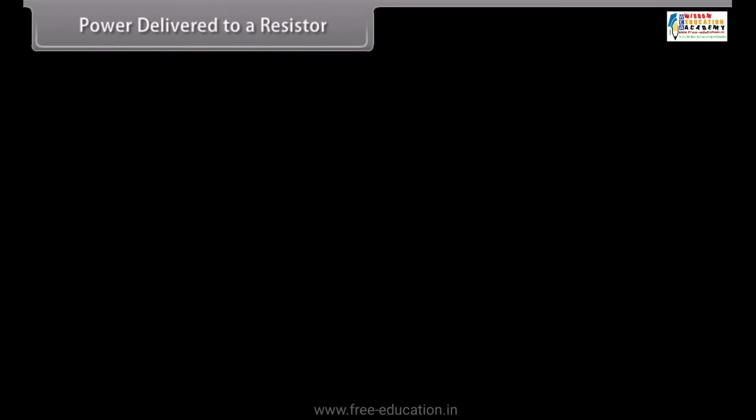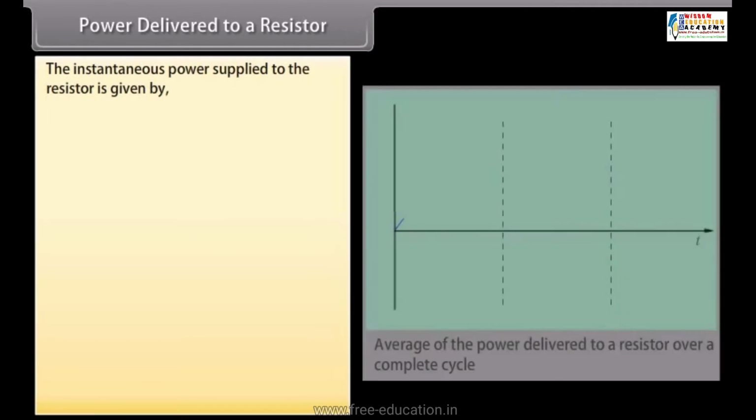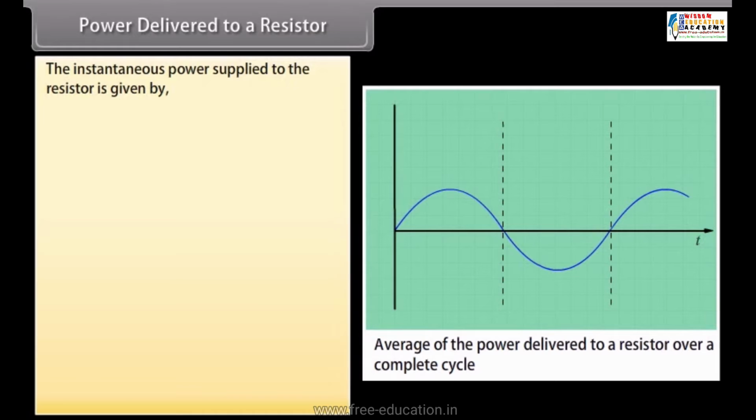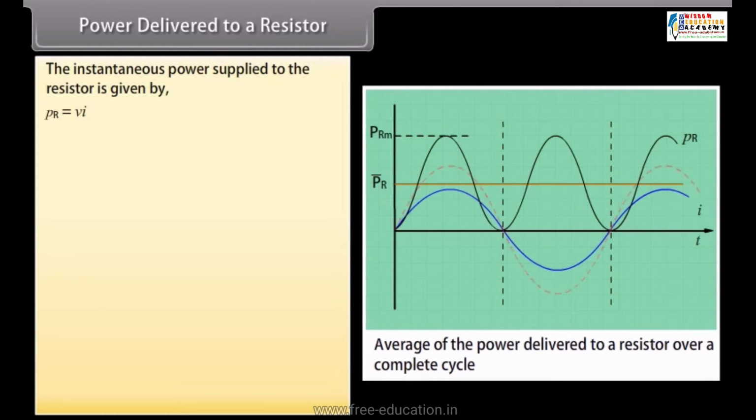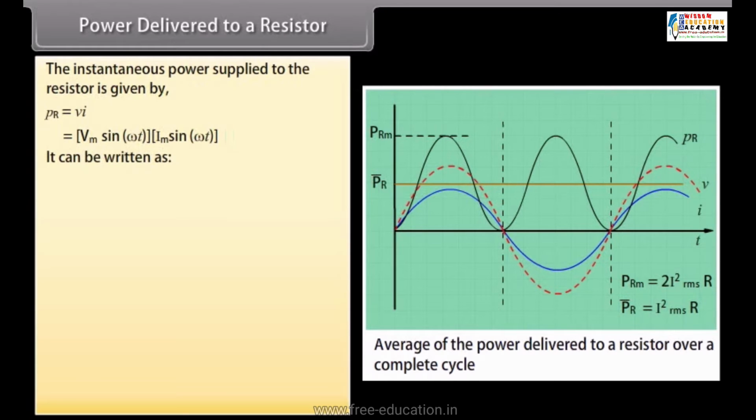Power delivered to a resistor. The instantaneous power supplied to the resistor is given by PR is equal to VI, which is equal to the product of Vm sin omega t and Im sin omega t. It can be written as PR is equal to product of Vm, Im and sin square omega t.